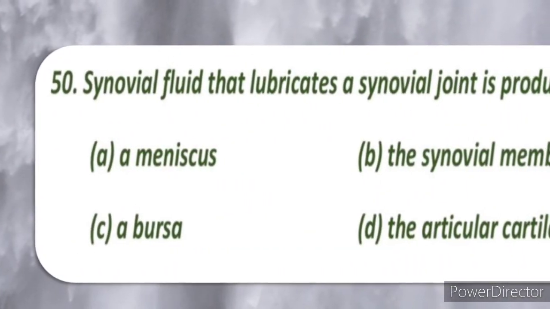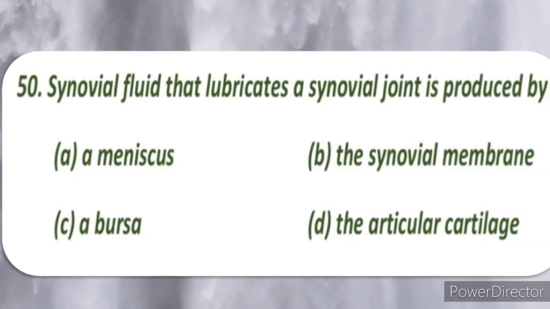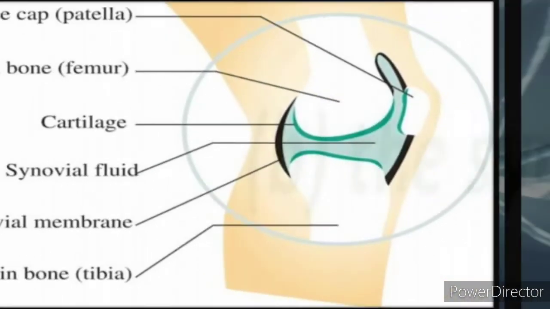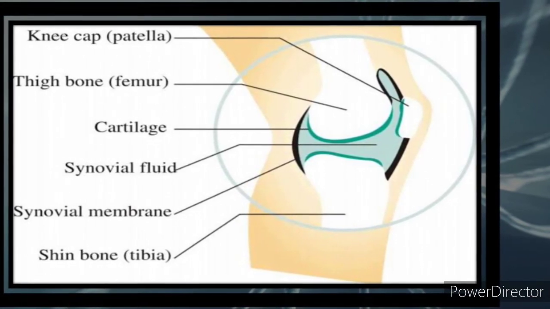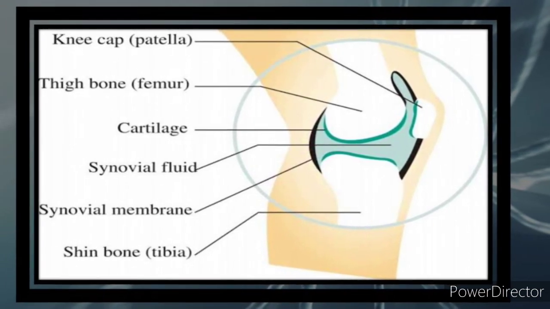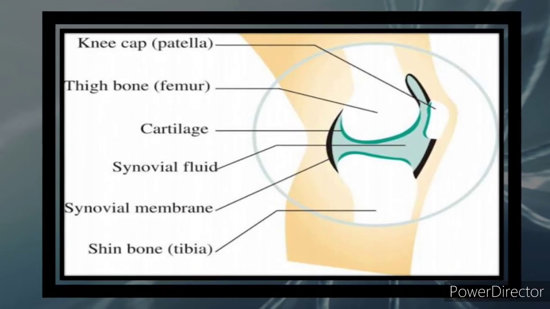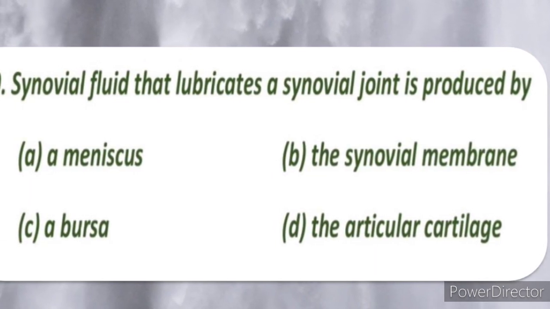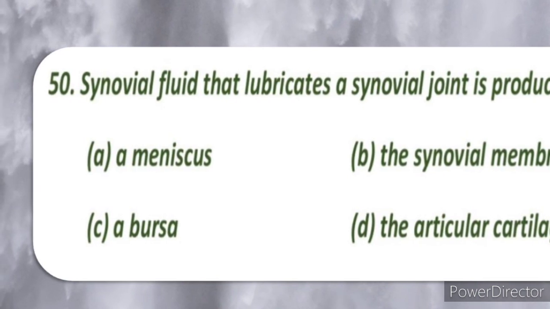Last question. Question number 50 is, synovial fluid that lubricates a synovial joint is produced by dash. The answer is synovial membrane. The synovial membrane lining the inside of the joint capsule produces the lubricating synovial fluid. This synovial joint is present in the shoulder, hip, elbow, knee, etc. So for the question, synovial fluid that lubricates the synovial joint is produced by the synovial membrane.